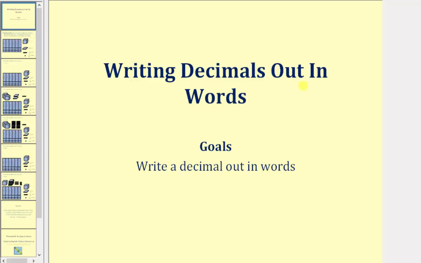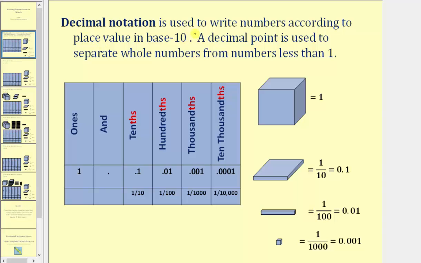Welcome to a lesson on writing decimals out in words. For a quick review, decimal notation is used to write numbers according to place value in base 10. A decimal point is used to separate whole numbers from numbers less than 1. So here's our decimal point. The whole numbers are on the left and numbers less than 1 are to the right.